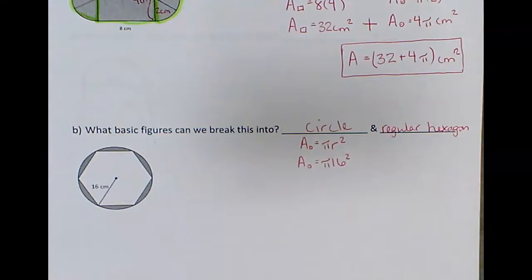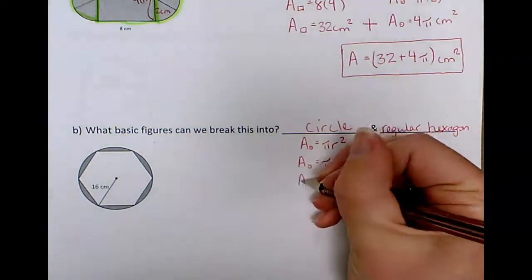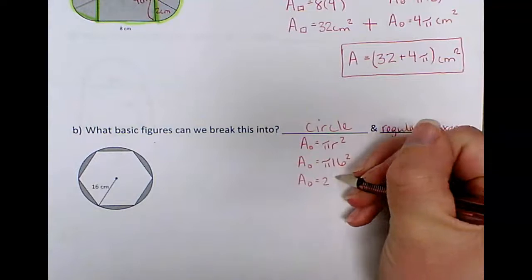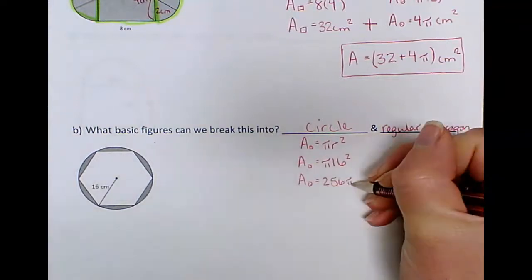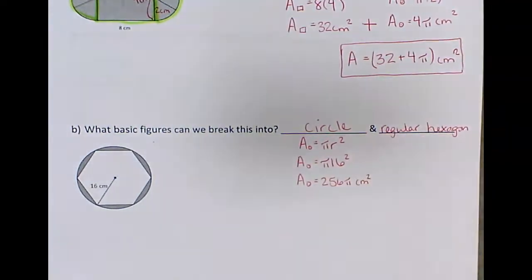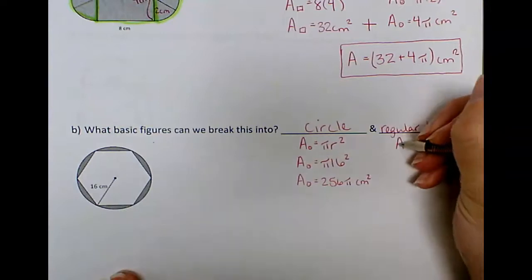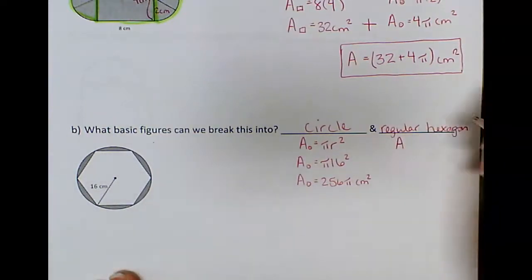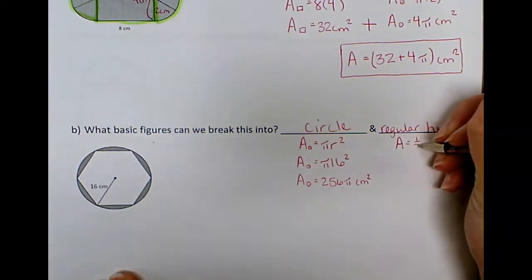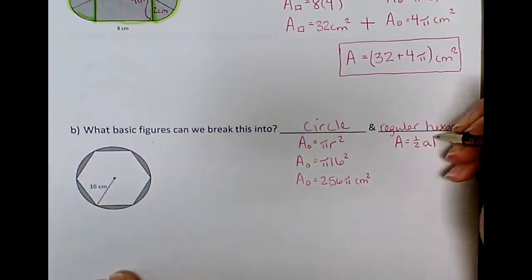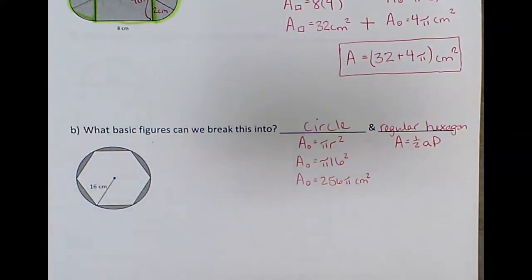16 squared is 256. So 256 pi centimeters squared. That's my area for the circle. So now let's talk about the area of a regular hexagon. The area formula of a regular polygon in general is 1/2 times the apothem times the perimeter. So we've got some work to do.